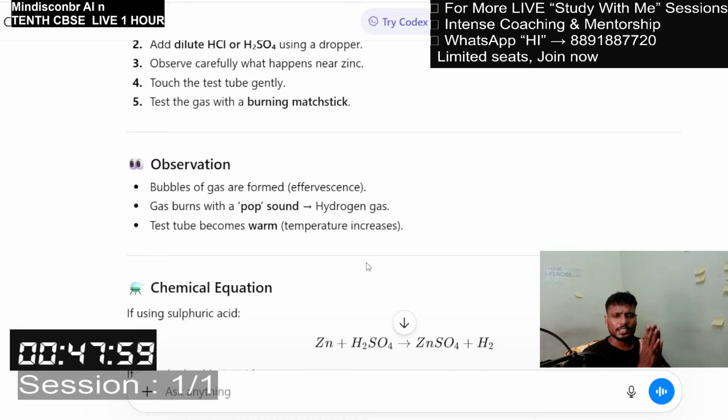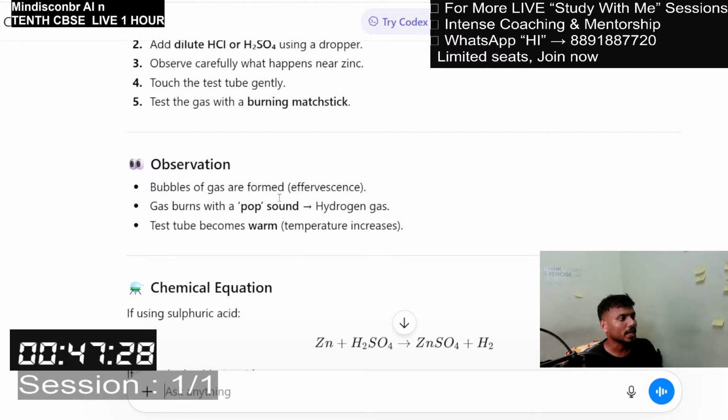So we said that we are taking metal, that is zinc, in a conical flask or test tube. Then we are adding dilute HCl or H2SO4 using a dropper. The reaction taking place produces which gas? Hydrogen gas and salt also. The salt will be zinc chloride or zinc sulfate based on the acid.